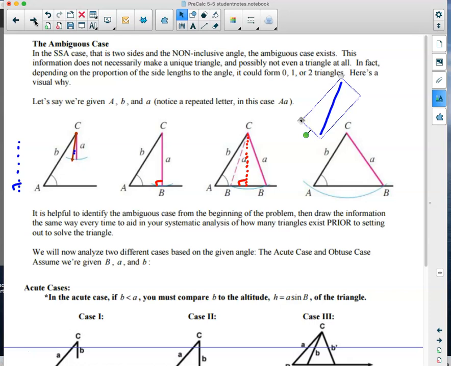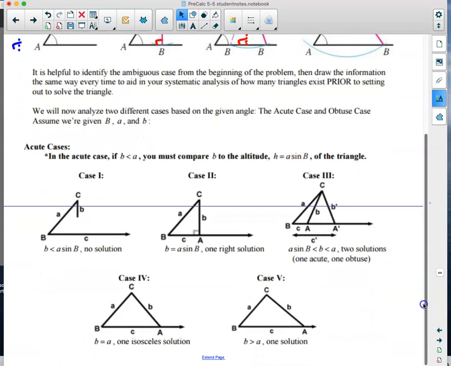Ben? Oh, we just get the one isosceles triangle then. Yeah, that's a really special situation where you get an isosceles triangle in that one. So this is all about the height and comparing that A value.